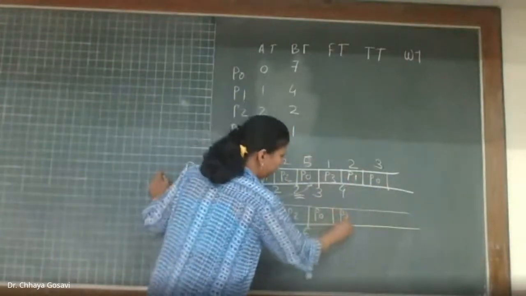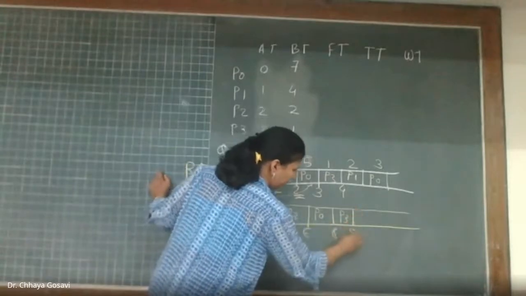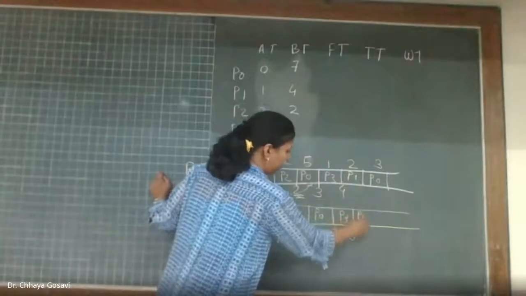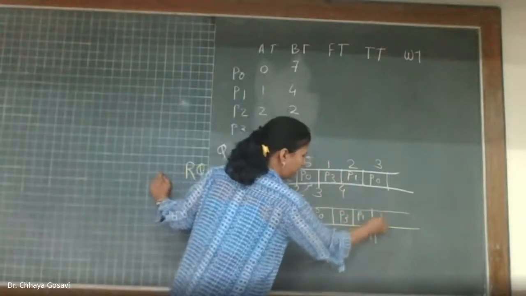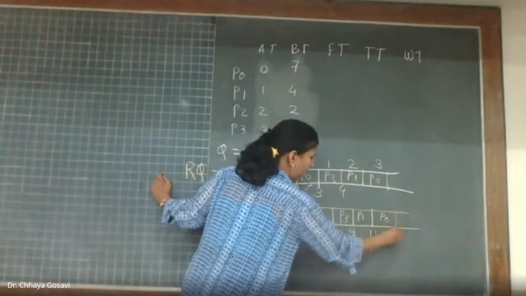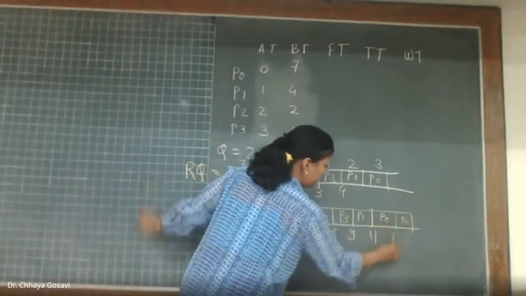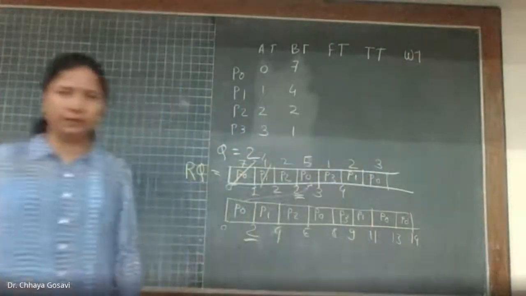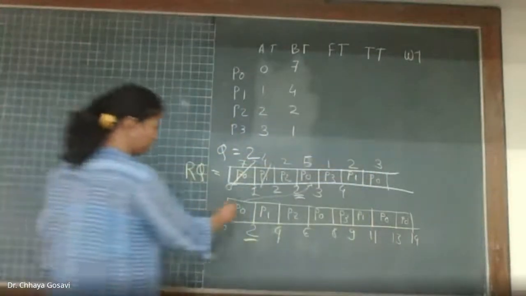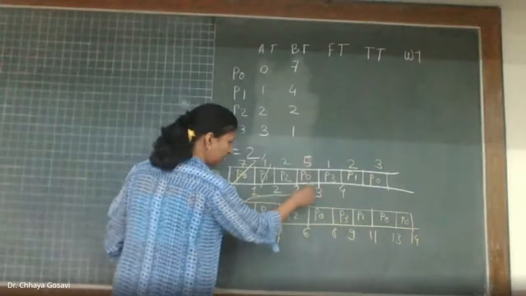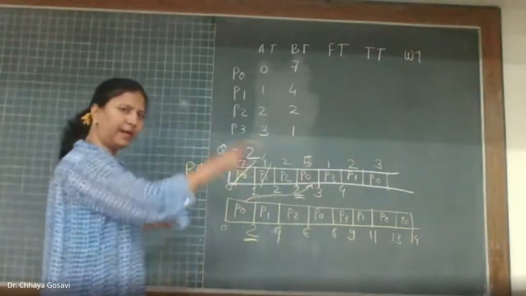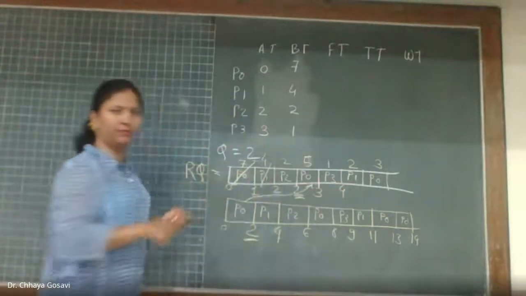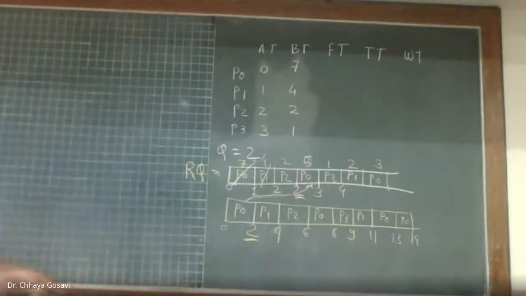Then P3 will be scheduled for one cycle. Then P1 will be scheduled for 2 cycles, and then P0 will be scheduled for the remaining 2 and 1. The only important step is that once a new process is allocated, the current process will be preempted and added at the end of the ready queue. This sequence is different from when we considered arrival time 0 for all processes.